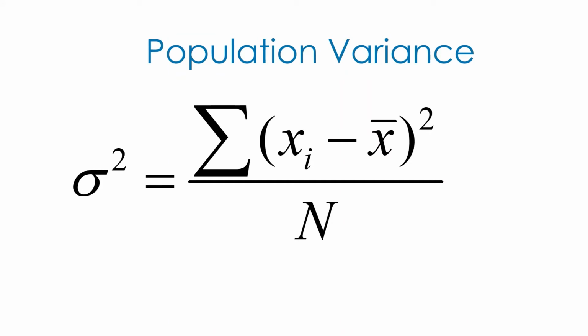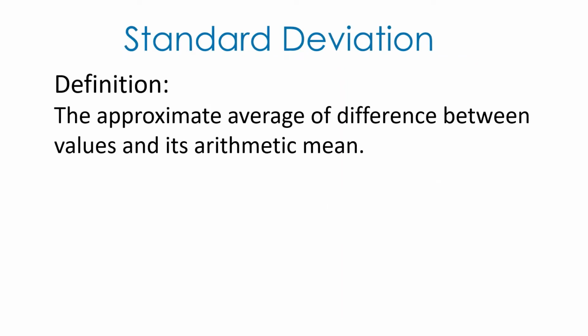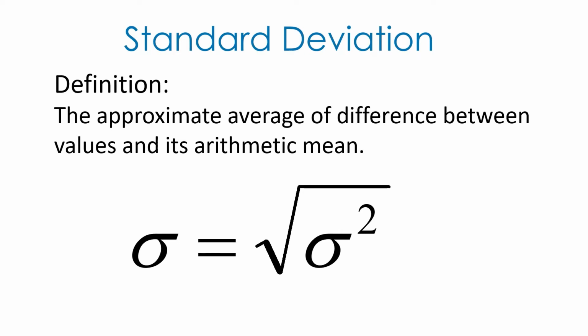Hence, sigma squared is equal to the sum of the squared difference between values and its arithmetic mean, divided by the population size. Standard deviation is the approximate average of difference between values and its arithmetic mean. The notation is sigma. Sigma is the square root of the population variance.